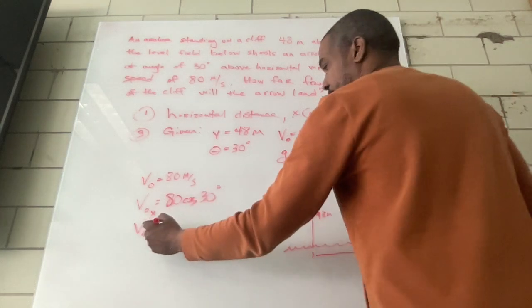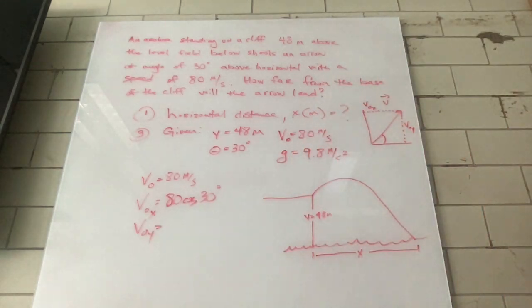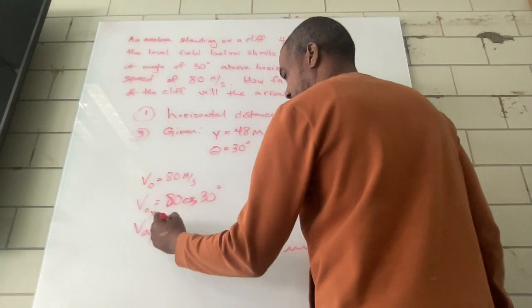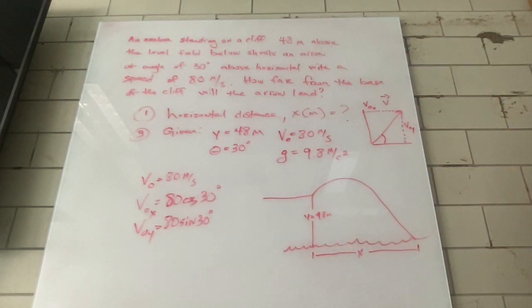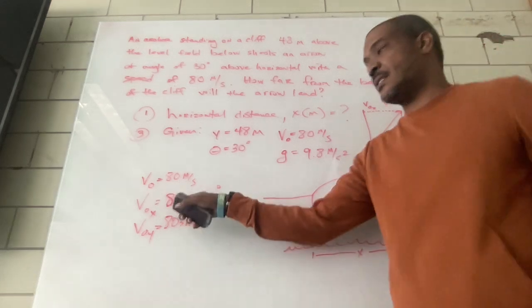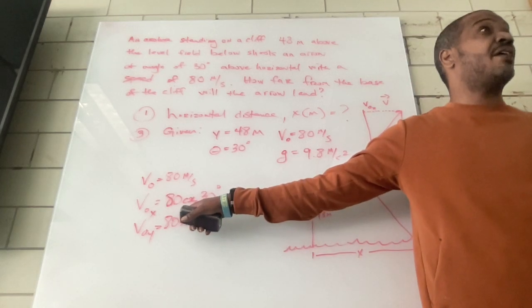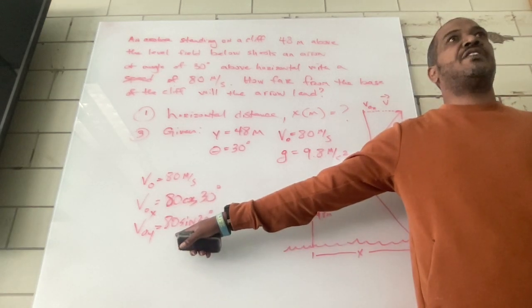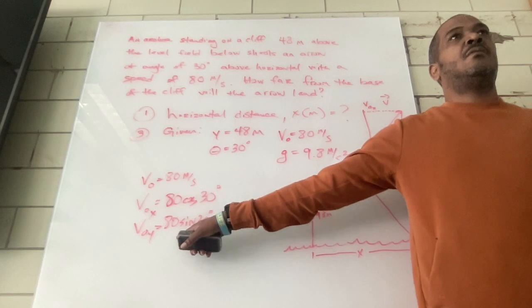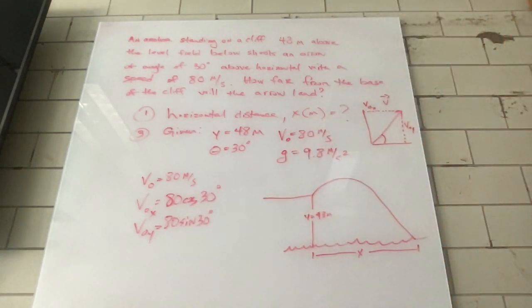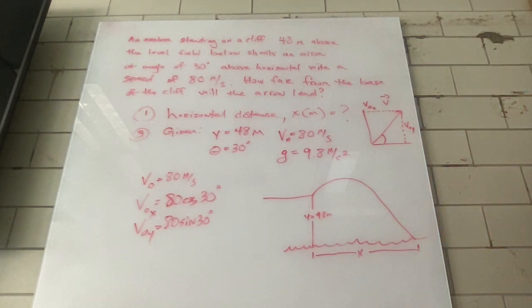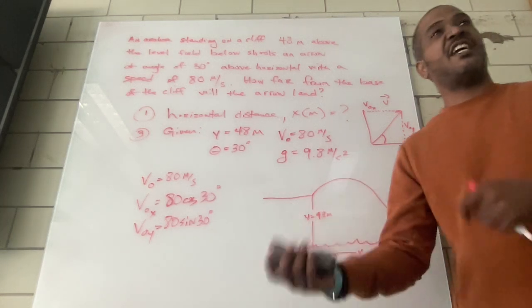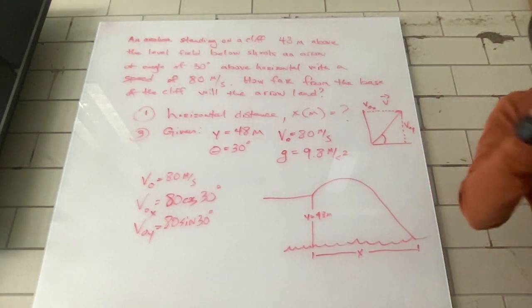What's V0y? 80 sine 30 degrees. It ain't but two of them, y'all. So this tells me how fast my object was traveling in the x direction and how fast it was traveling in the y direction. But to actually describe the motion of the object, I have to put those two back together. That's why I call them projections. They're not the real thing.